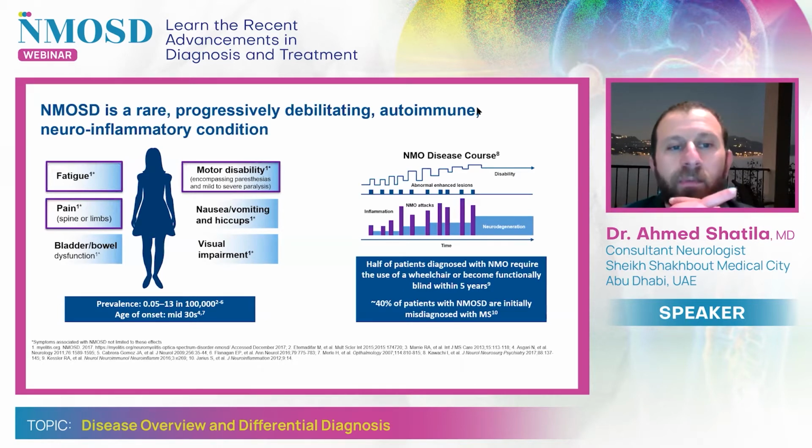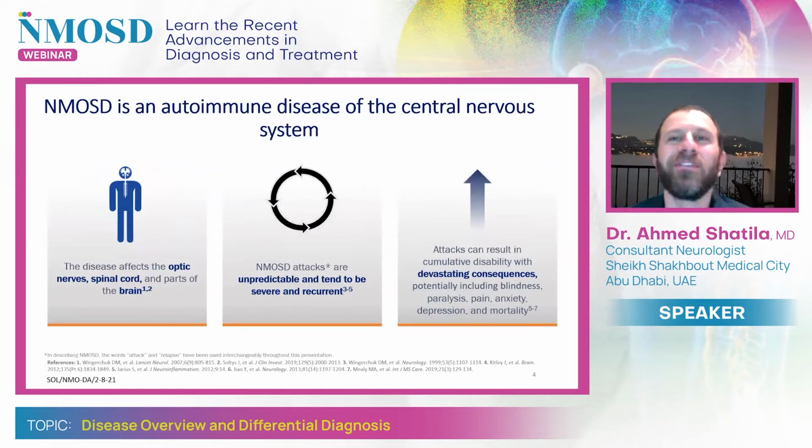Now, what's the prevalence? It's a pretty rare disorder, 0.05 to 13 per 100,000, and the age of onset is mid-30s. Half of patients with NMO do require the use of a wheelchair or become functionally blind within 5 years, and 40% of people with NMO are initially misdiagnosed as MS. NMO is not a more severe form of MS. It is a different disease altogether. NMO is an autoimmune disease, as I said, of the central nervous system, predominantly optic nerve, spinal cord, and brain.